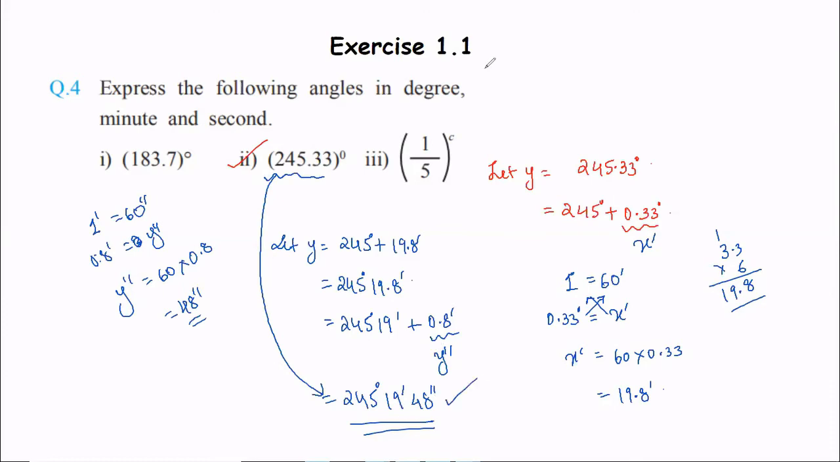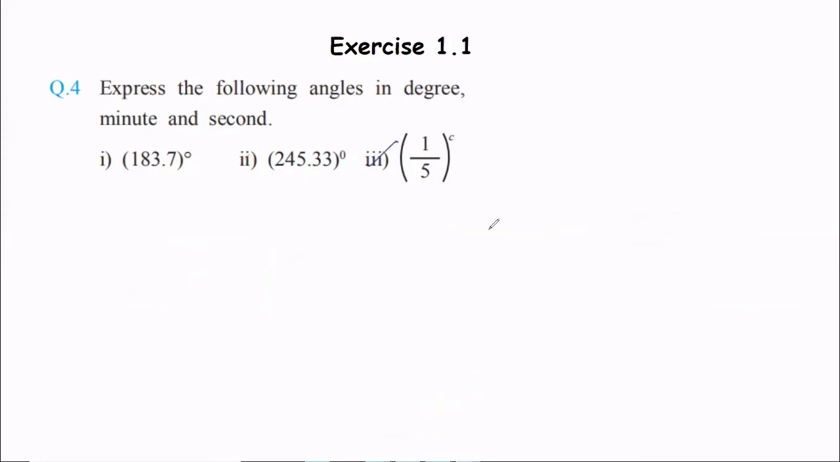Perfect. Now moving to the last sum of this particular part. Third one, 1 upon 5 radian. First of all, it's given in radians. So let's convert it for our convenience into degrees. Let 1 by 5 into 180 by pi. We are converting this to degrees.